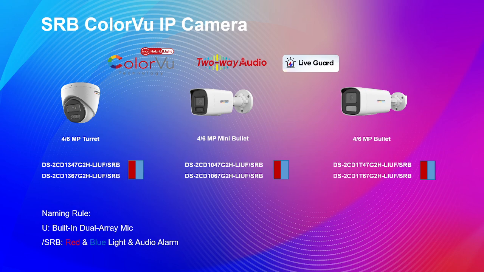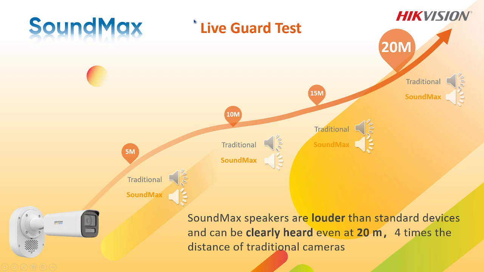Now we have the ColorVu IP cameras. We have this variation with two-way audio, ColorVu, and also LiveGuard. So what is LiveGuard? LiveGuard is the warning aspect, where if someone is in an area, you give them a warning. Please get out of that area. It's being monitored. Or please stop doing what you're doing, to enhance security. Then we have a test to confirm LiveGuard.